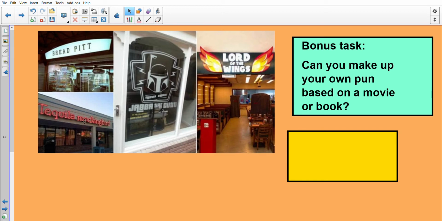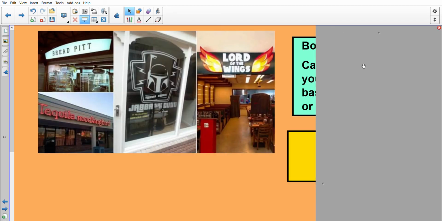And then we've got four more here. Now, some of these you might not get. The references might be a bit old. You might want to speak to your parents about these ones. We've got a place called Bread Pit. I think it sells bread. Tequila Mockingbird, Jabba the Gut, and Lord of the Wings. So, can you just translate these puns here?